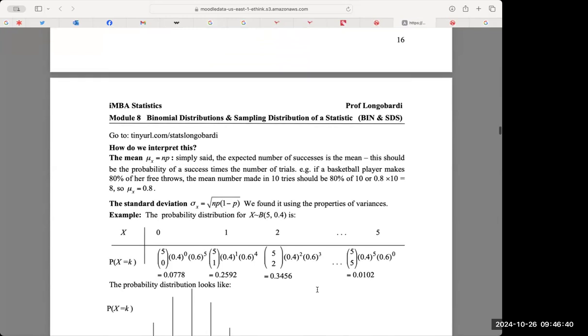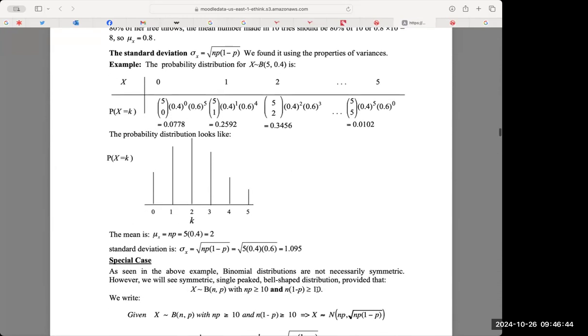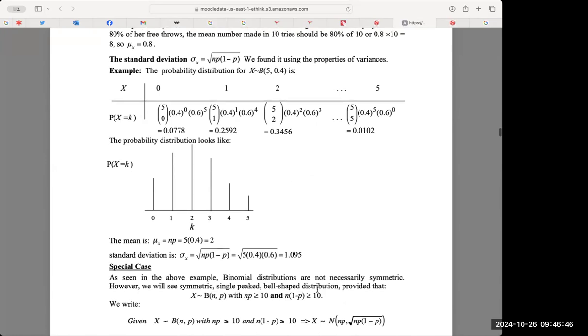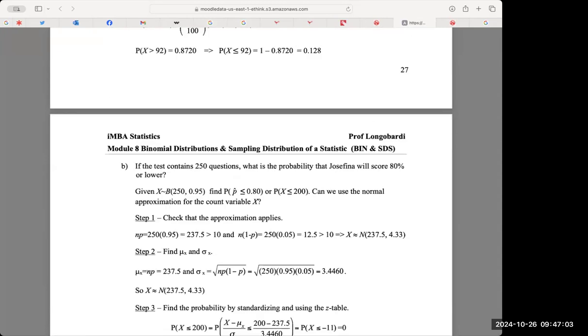So the binomial distribution has a mean and a variance, which we present as the standard deviation. We take the square root. The mean is NP and the standard deviation is the square root of NP(1 minus P). And that result is presented in the formula sheet at the end.